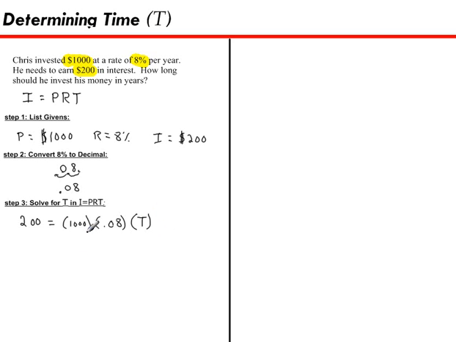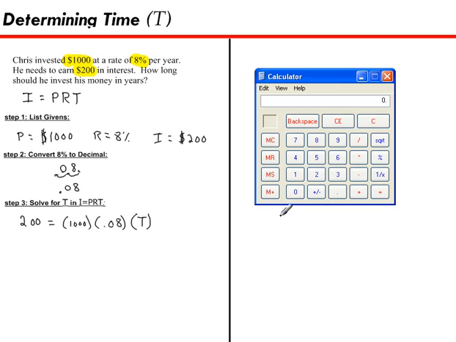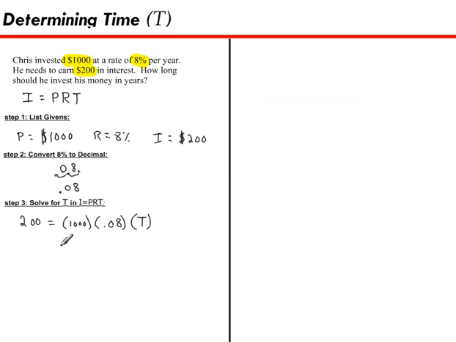I'm going to go ahead and clean this equation up a little bit. I just want to simplify it by multiplying 1,000 with 0.08. So to do that, I'm going to bring up my calculator and type in 1,000 times 0.08. And I get a value of 80. So my next line will look like this. 200 equals 80t. I've just replaced those two values with 80.